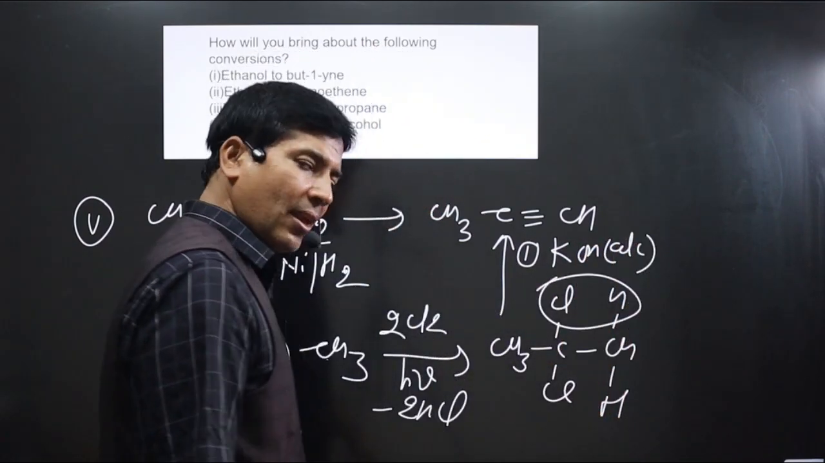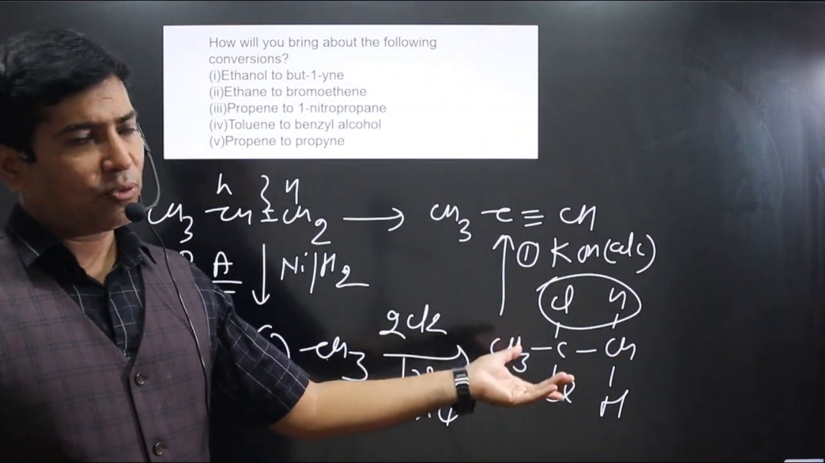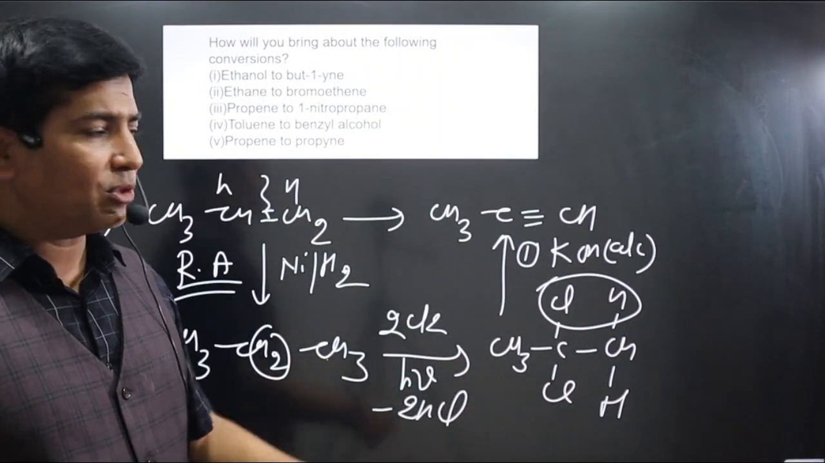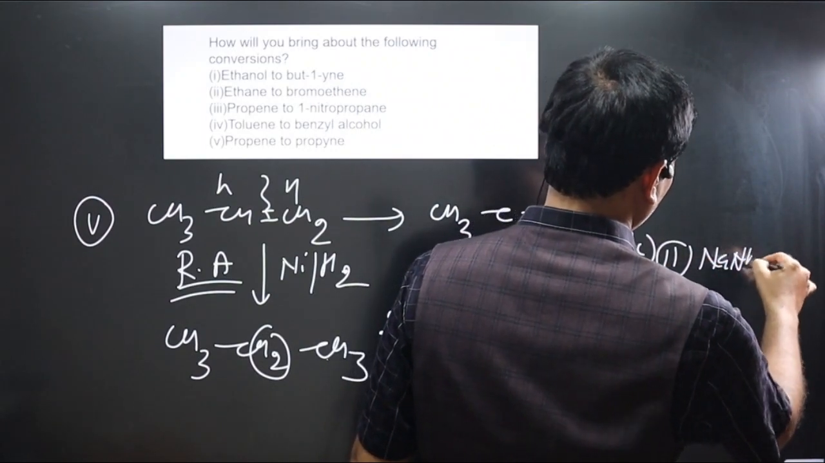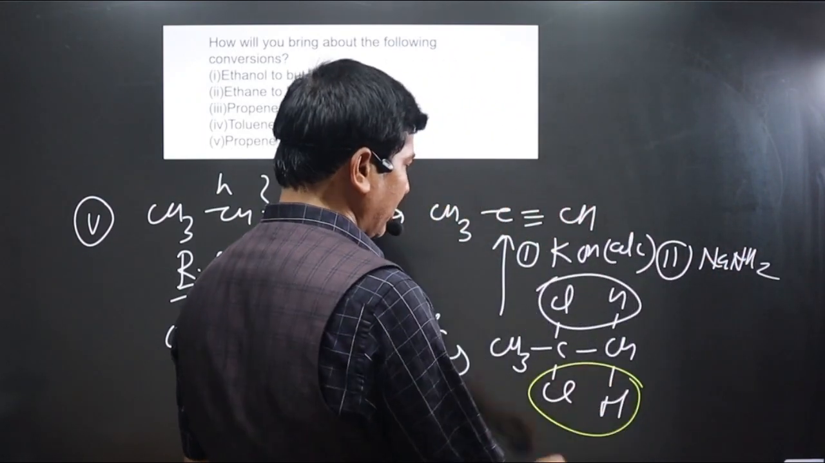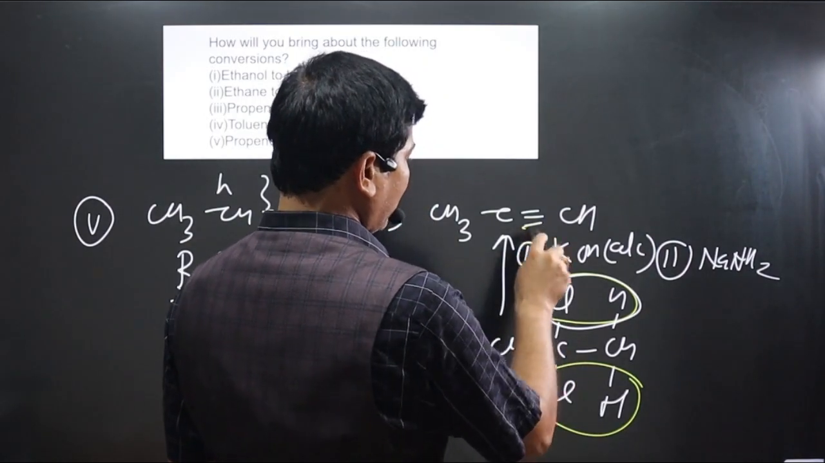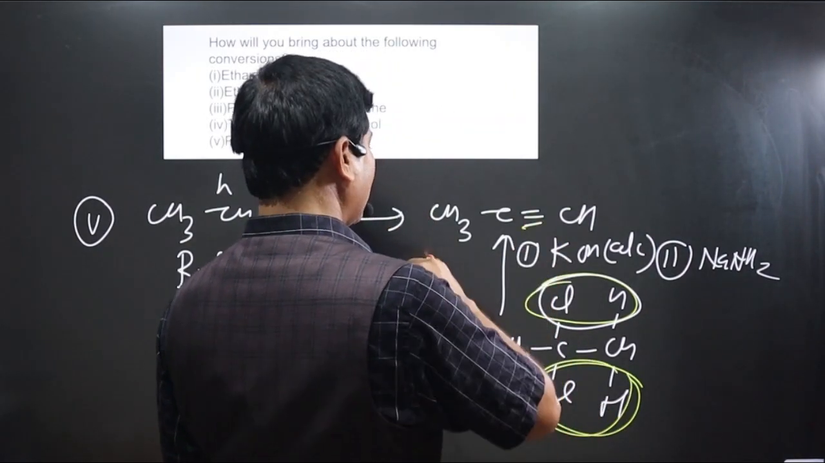So 1 HCl is removed. You can take two molecules of alcoholic KOH, there is no problem. So the two HCl will be removed. And another we take is NaNH2, from here another HCl will be removed. So one HCl, one pi bond, another HCl, another pi bond. You can see this conversion is completed.